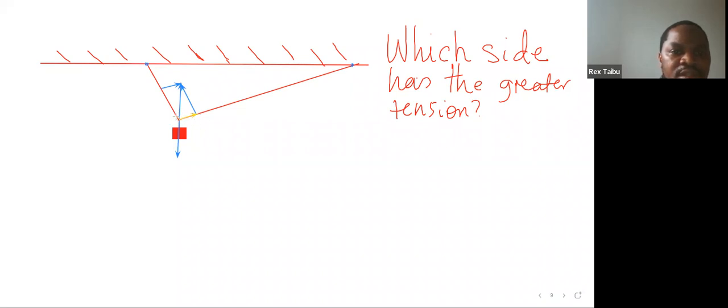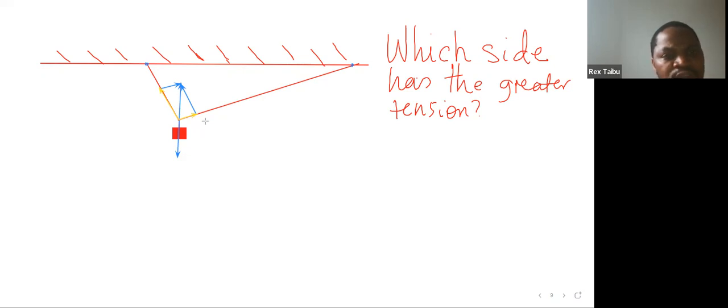So let me see. These are the components of the resultant vector right here. I have this component and I have this component. Now this one is shorter and this one is longer. That means there's more tension in this rope than in this one.